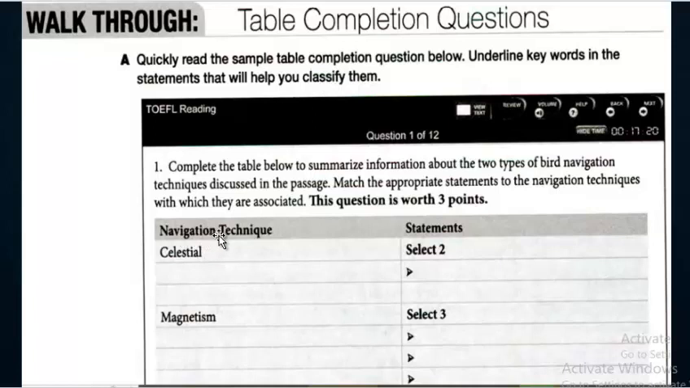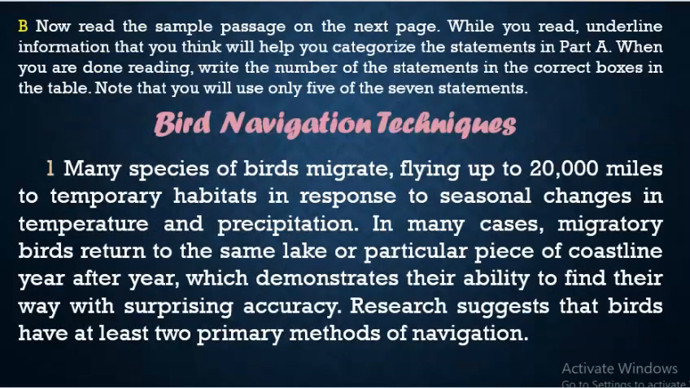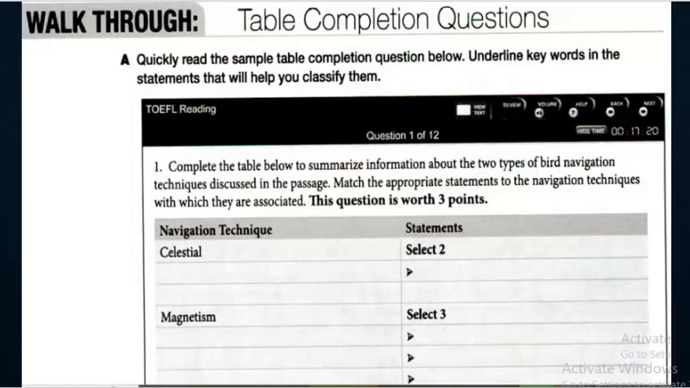So remember, these are called labels: navigation technique, and these are categories: celestial or magnetism. Here we have select two, which means select two statements, and then here select three statements. It relies on you. You have to choose the statements. Remember, read the question, and this question is worth 3 points.